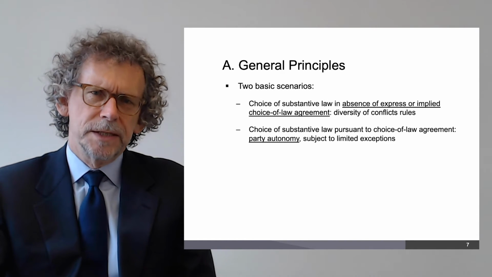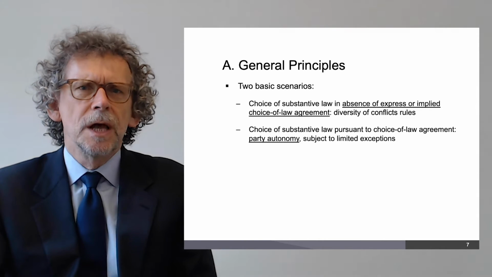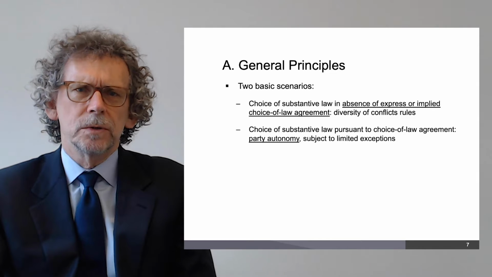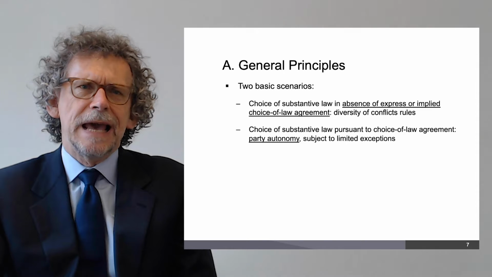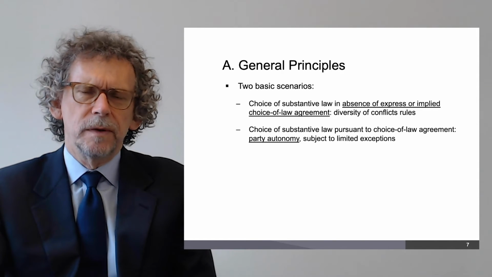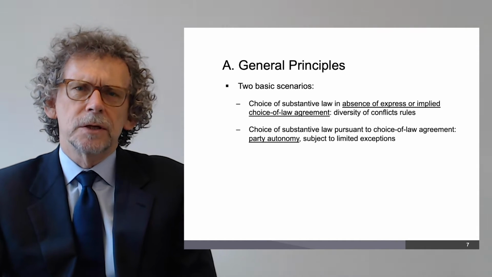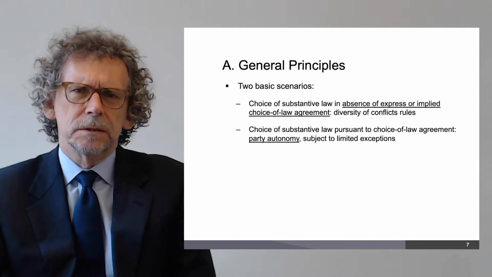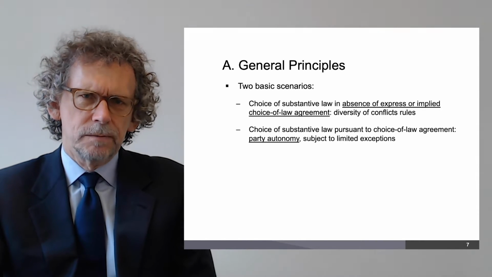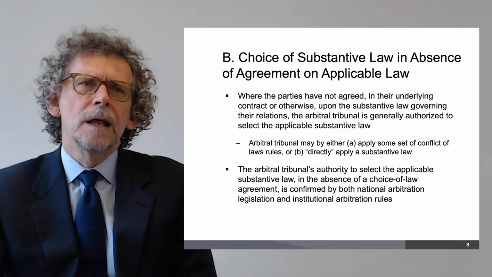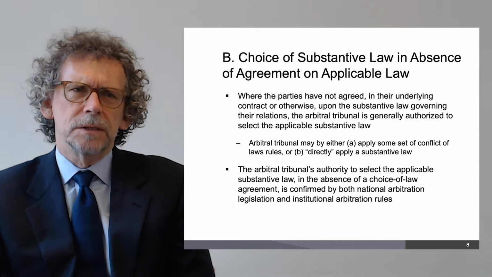Let's look at two basic scenarios. These are the two scenarios that typically occur in practice. First, let's consider how arbitral tribunals both can and do select the applicable substantive law in the absence of any choice of law agreement, either express or implied, between the parties. And second, let's look at the choice of law agreements between parties, typically in their commercial contract, and how, in those circumstances, arbitral tribunals choose the applicable law. Let's begin with the choice of substantive law in the absence of agreement by the parties on that issue.